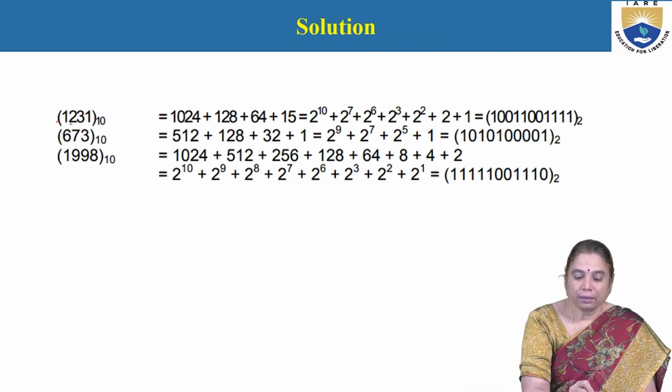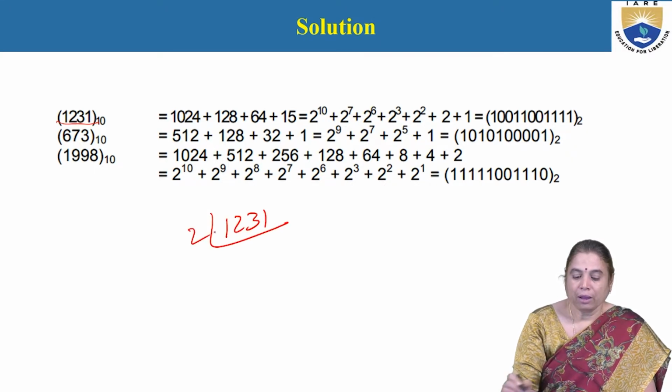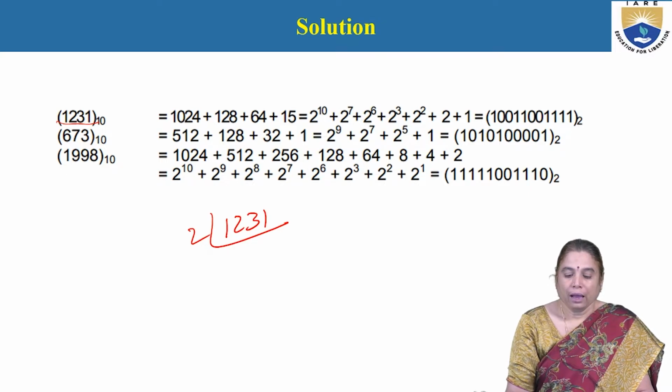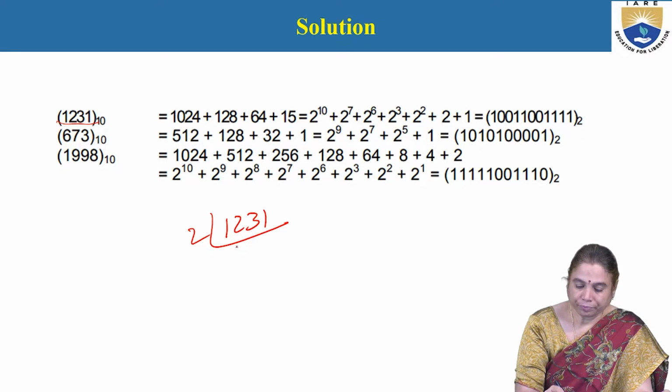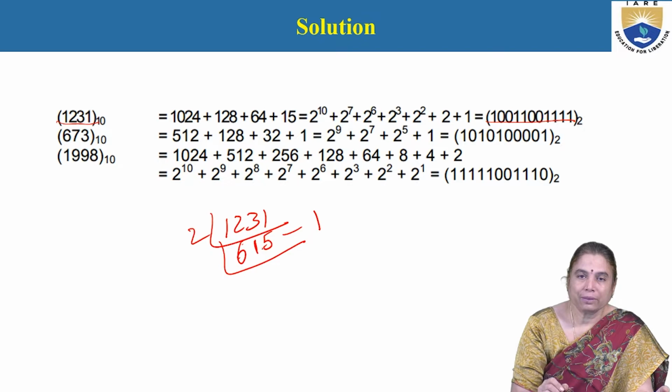So here this is 1231. We have to divide it by 2, and after dividing, whatever remainders we get can be written in the bottom-up fashion. So we divide 1231 by 2. It should be 615 with a remainder 1.